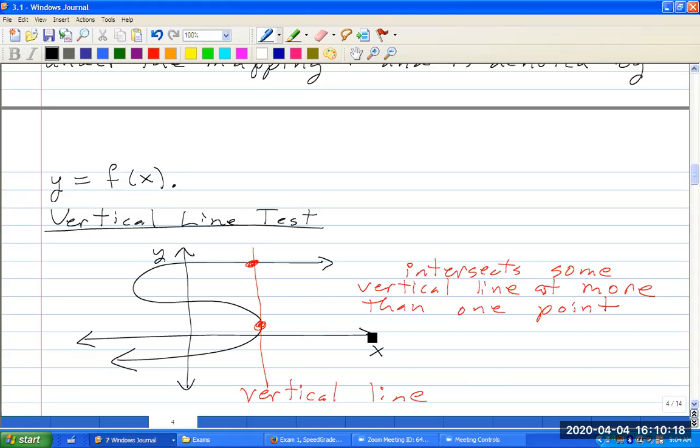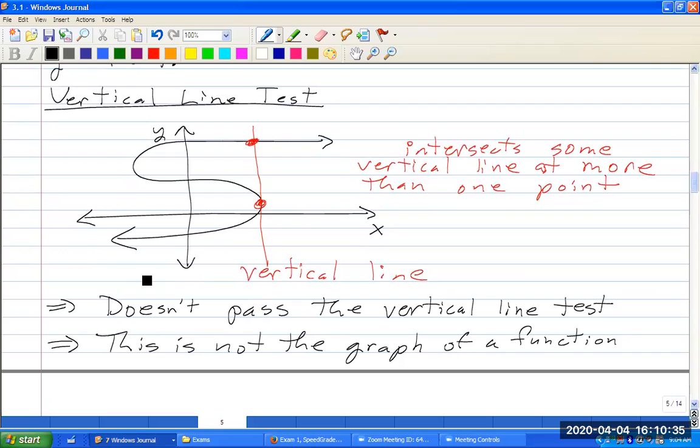Then, if this curve, well, if I can find a vertical line that intersects this curve in more than one point, then I say that this does not pass the vertical line test. This curve does not pass the vertical line test. If this curve doesn't pass the vertical line test, then it is not the graph of a function. So this is not the graph of a function because it does not pass the vertical line test, because I found a vertical line that intersects this curve in more than one location.